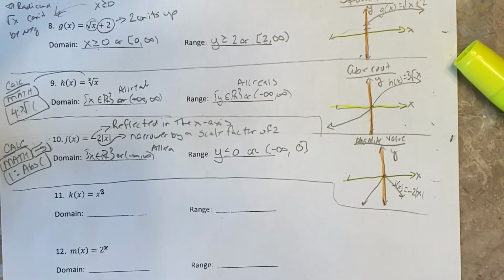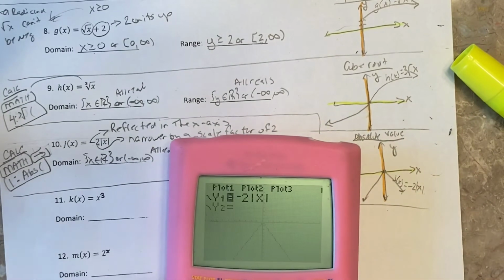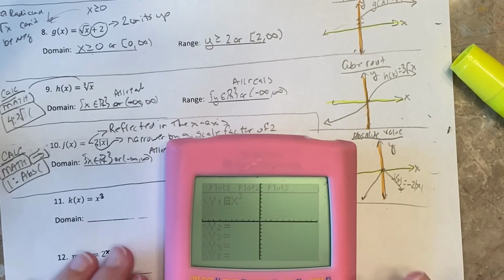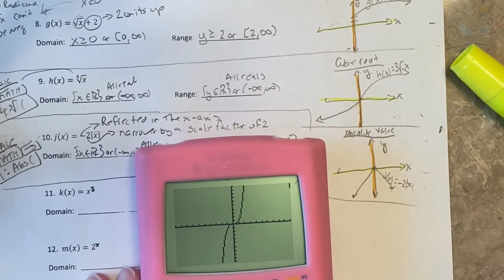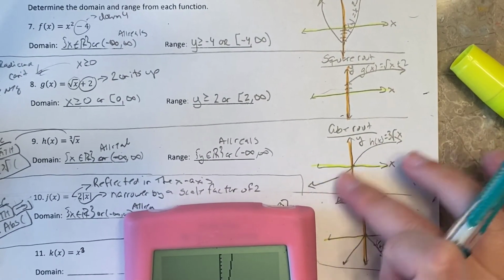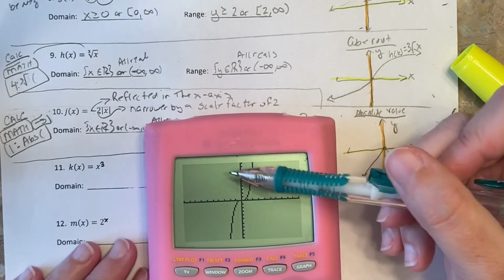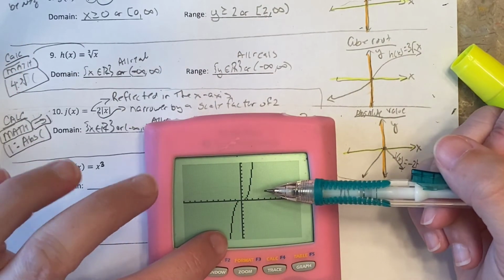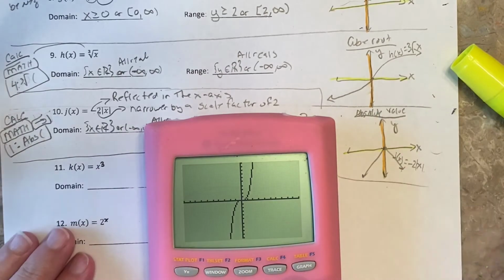Okay, next one, this is our cubed. So let's put this in the calculator. So just x to the third power is all you have to do. Let's see what that one looks like. All right, so it's kind of like the inverse of this one over here. This one goes left to right, and this one goes up and down. Again, this is like if you saw the parabola, and we just took this side and reflected it down over the x-axis. So that's what this one looks like.